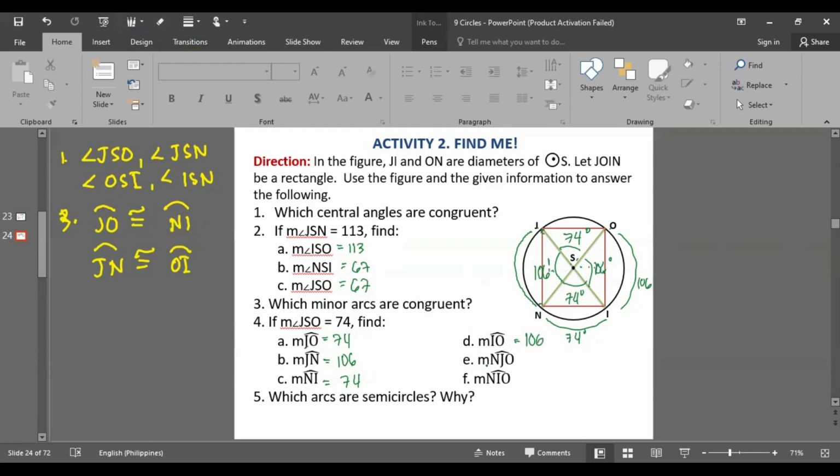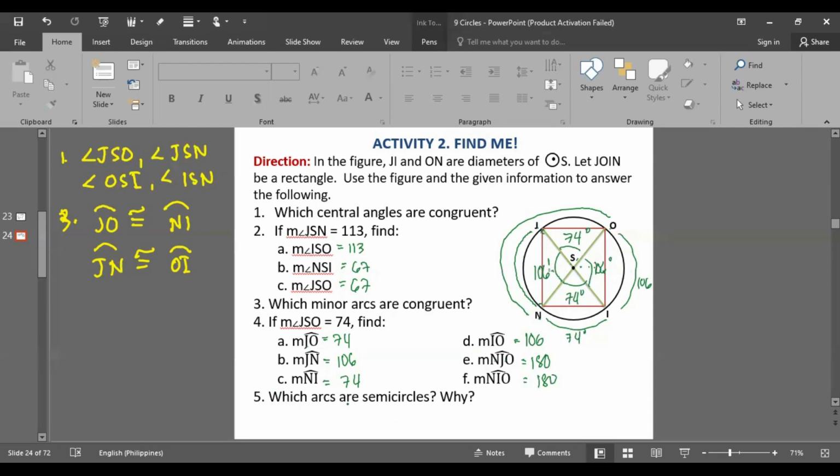Letter E, measurement of arc NJO. Both endpoints of this arc are the endpoints of the diameter. So it measures 180 degrees. And lastly, measurement of arc NIO, same as letter E, it is also 180.